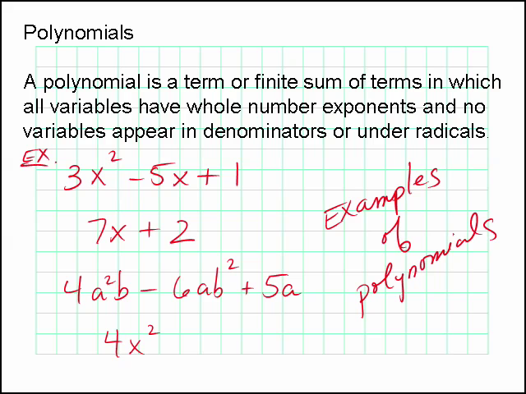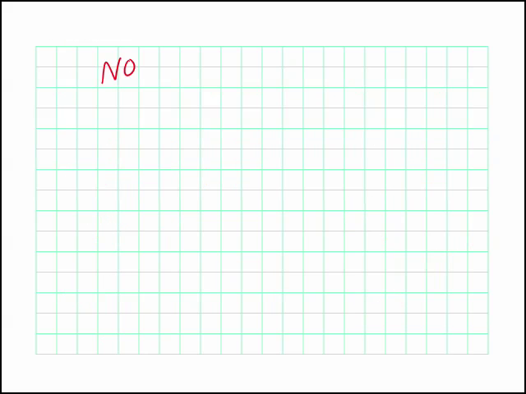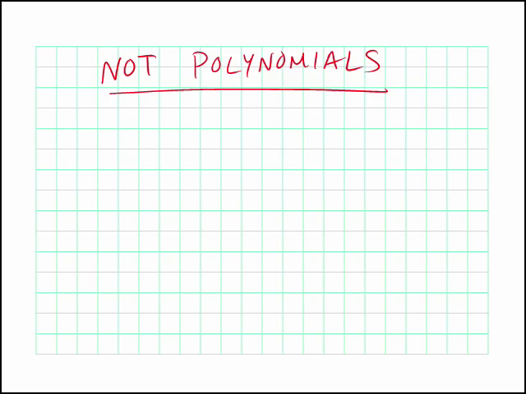Now here are some examples of expressions which are not polynomials. Not polynomials. Three x squared plus 2x to the negative 3. The 3x squared is fine, but you cannot have a negative exponent in a polynomial. So because of this fact right here, this would be not a polynomial.